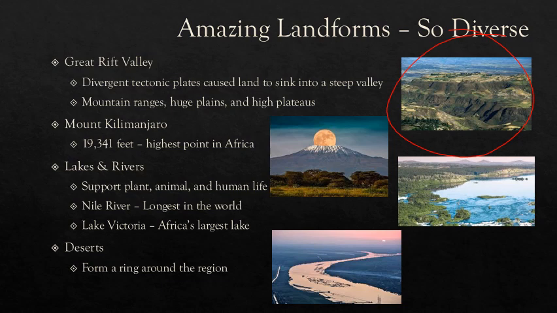landforms within this valley. There are these high plateaus like you see there, flat land that's up high in the air. There are mountain ranges, and then in between these things there are these huge flat plains. All right, and so you can see the Great Rift Valley there, which is one of the defining landforms of Africa. The second one is Mount Kilimanjaro.